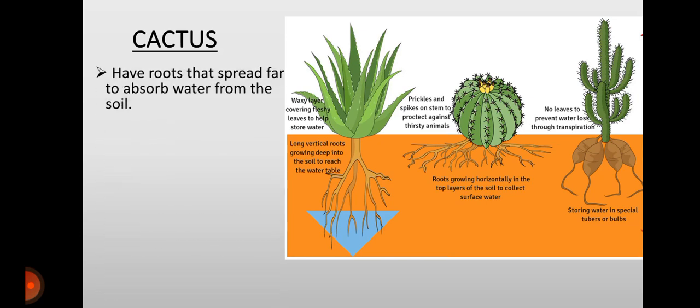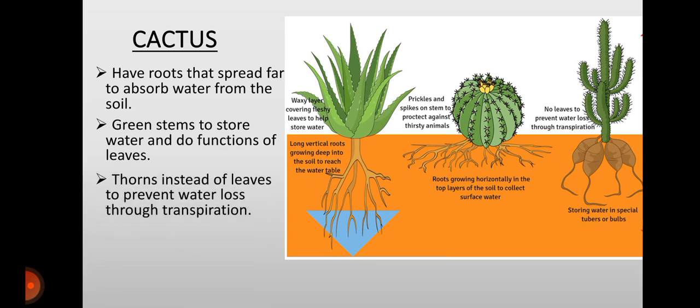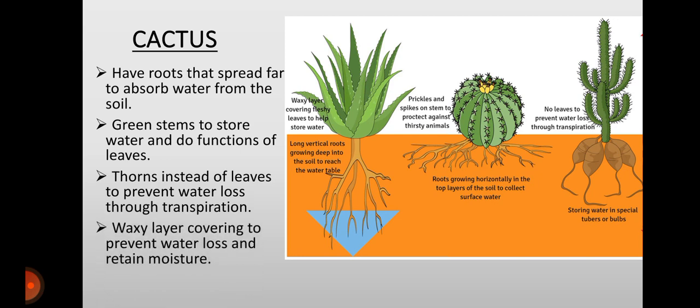Cactus has roots that spread far to absorb water from the soil, so they are very deeply rooted. They have green stems to store the water, and they don't have leaves, so the function of the leaves is performed by the stem. They have thorns instead of leaves so as to prevent water loss through transpiration. They have a waxy layer covering to prevent water loss and retain moisture.